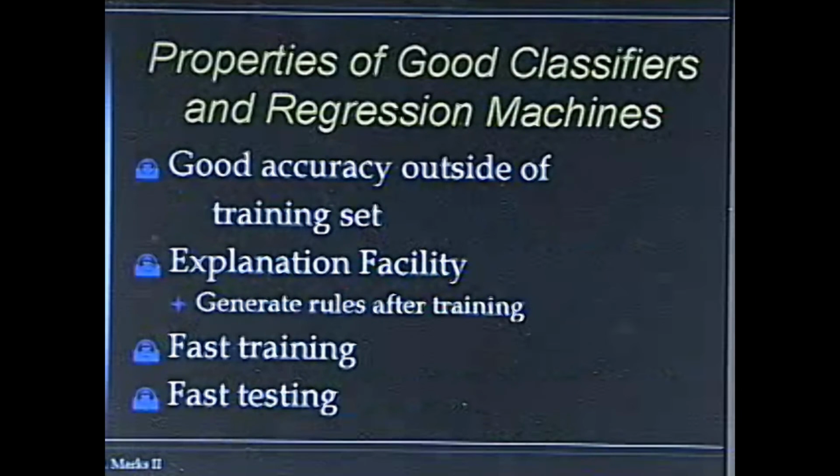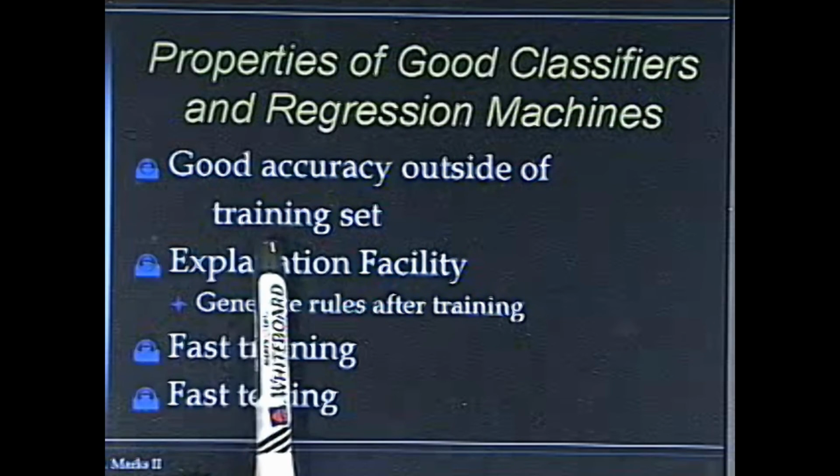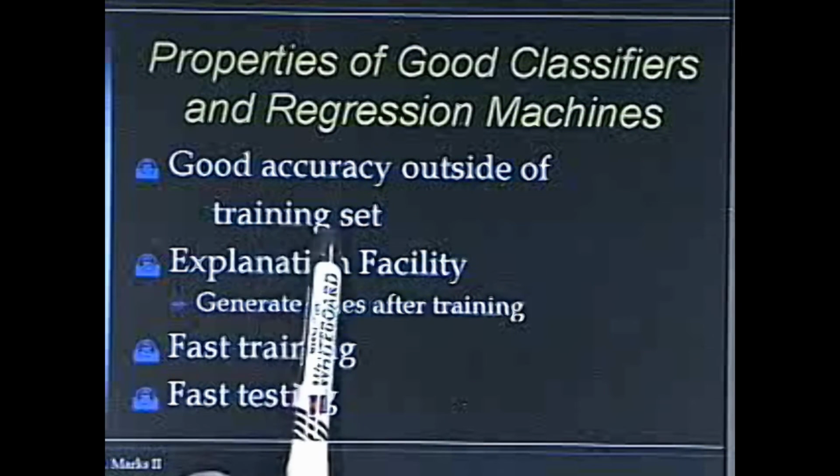Now let's talk about properties of good classifiers and regression machines, just intuitively. If indeed we have this invasion of the body snatchers pod, which can take on and morph the system from which data was generated, what would we like it to do? Number one, we would like it to have good accuracy outside of the training set.